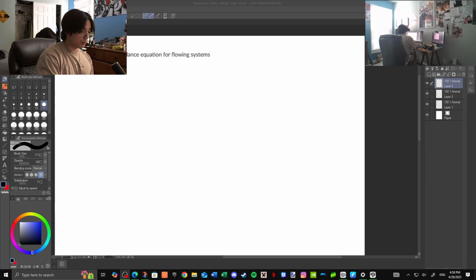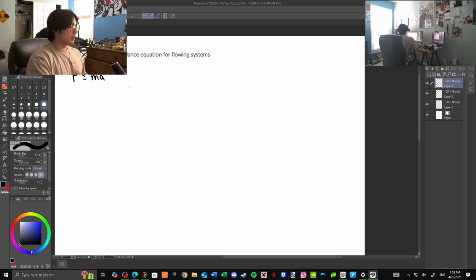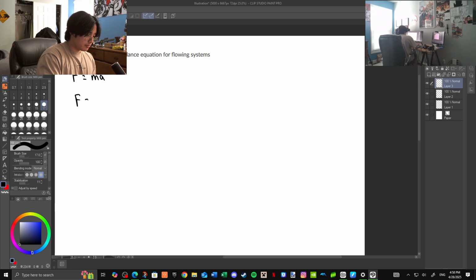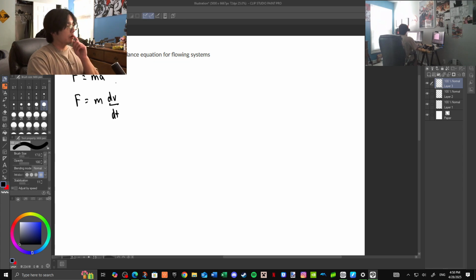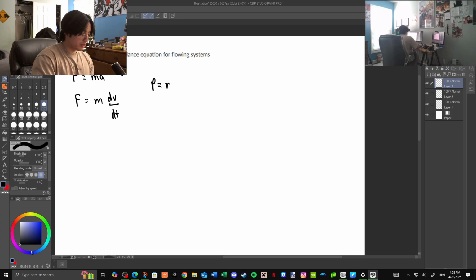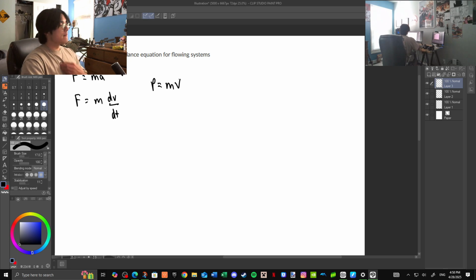To start this problem, we can first write down the basic force formula. F is equal to ma. And you can recognize that acceleration is just dv over dt, right? And since we're trying to find the momentum balance equation, we need to remember that momentum is equal to m times v, right?